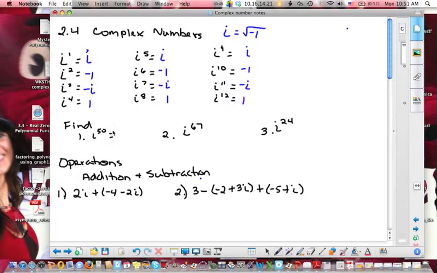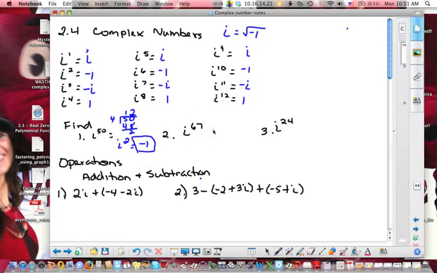So how do I figure out what i to the 50th is? The easiest thing to do is take 50 and divide it by 4. That would go in there 12 times with a remainder of 2. The remainder is what is i. So now I'm at i squared. i squared is equal to negative 1. So i to the 50th is equal to negative 1.